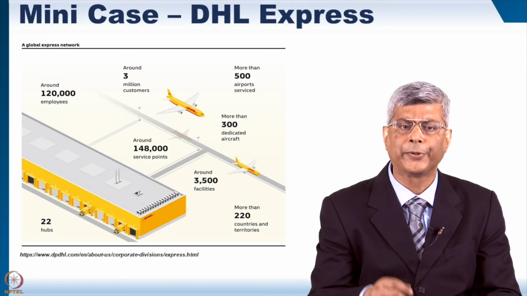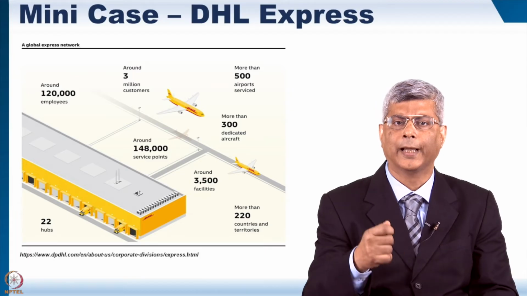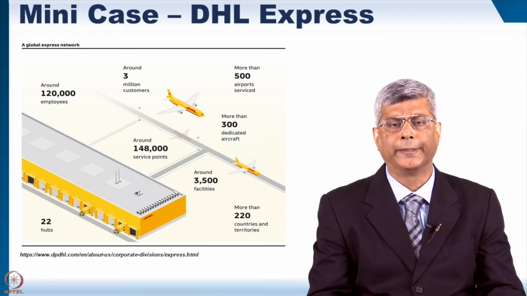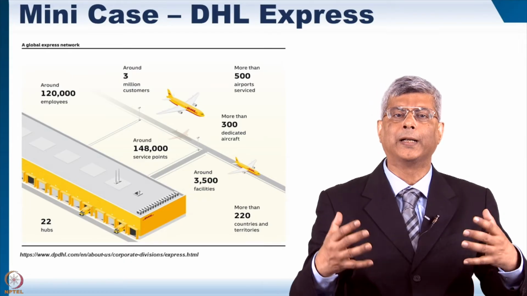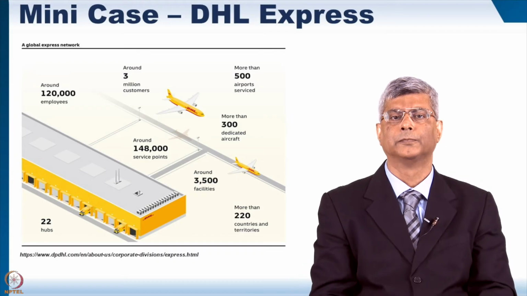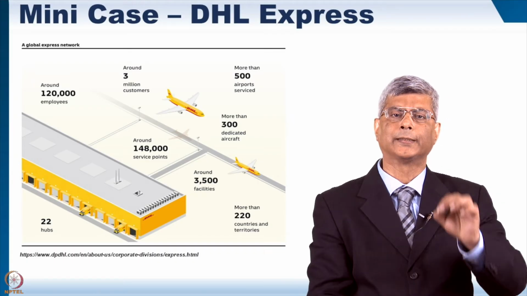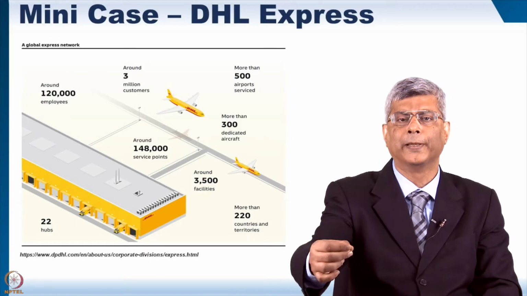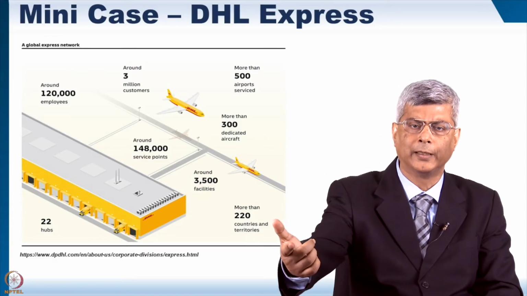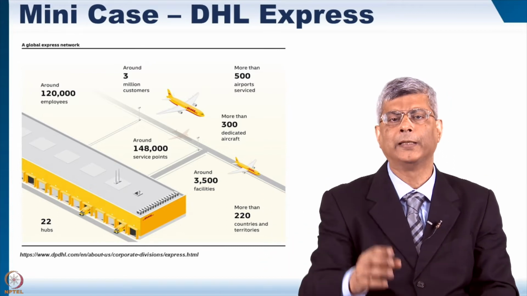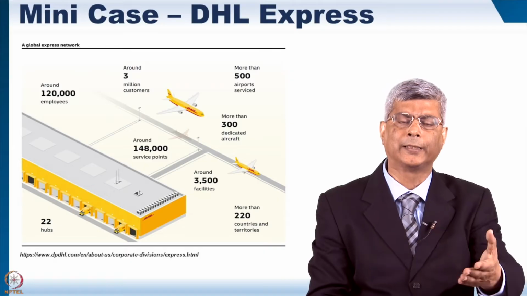And they're using 300 dedicated aircraft and 3,500 facilities. Why am I showing you this? So that you understand the backbone of service delivery. Because for you and me, it is, I go to a DHL Express counter and I give them a document which has to go next day to someone in some other city, and it's as simple as that. And you pay the money and you get a receipt, and next day it has reached.